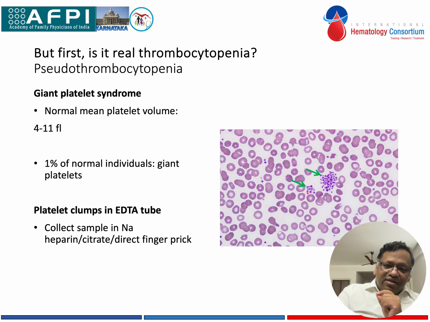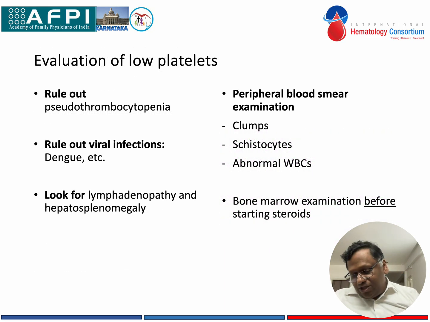So whenever the low platelet count is falsely low because of a clump, take another sample, not in EDTA, but in heparin, citrate, or a direct finger prick. Whenever the platelet count is falsely low because the MPV, the mean platelet volume, is 13, 14, 15, and hence the counter is ignoring a lot of big platelets, just do a manual platelet count, right? So this is how we first differentiate real thrombocytopenia from pseudothrombocytopenia.